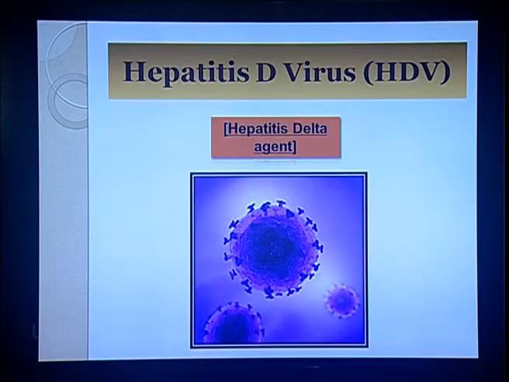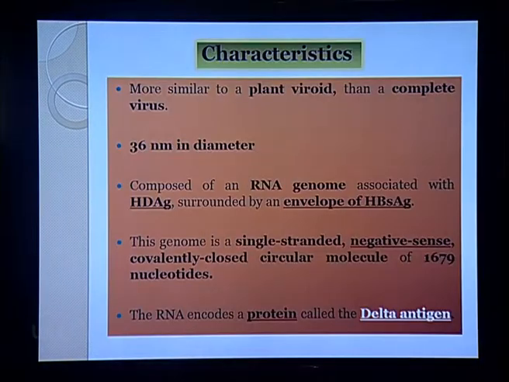Coming to our fourth virus, that is hepatitis D virus. It is also called the hepatitis delta agent. Now, it is more similar to a plant viroid rather than a complete virus. Coming to the genomic part, it contains a RNA genome together with an antigen called the hepatitis D antigen, HDAg.